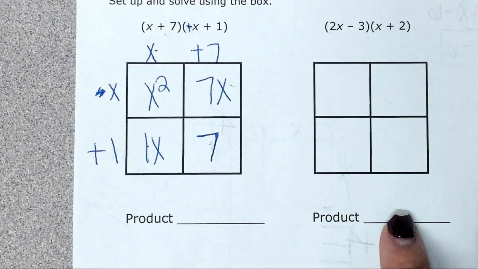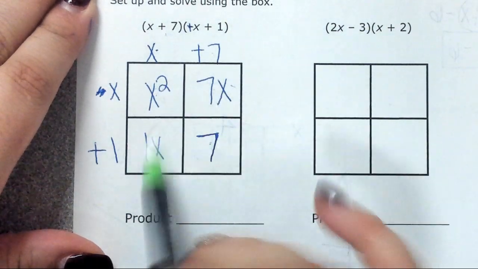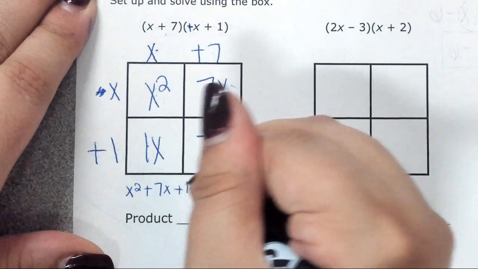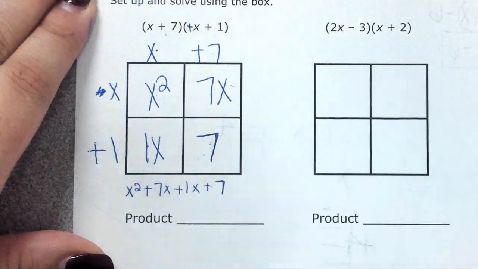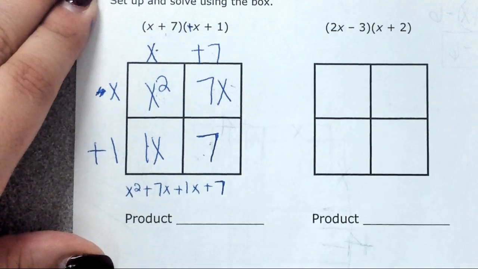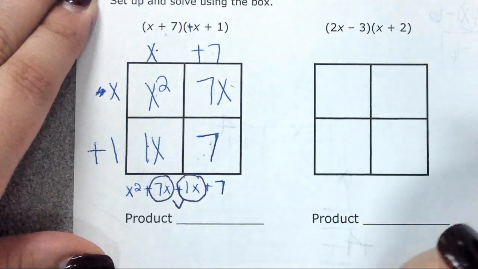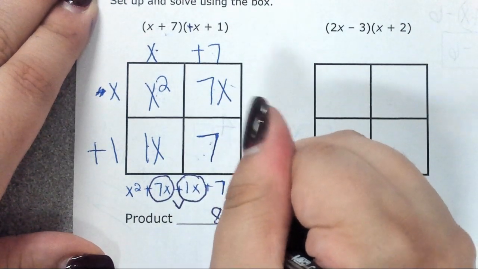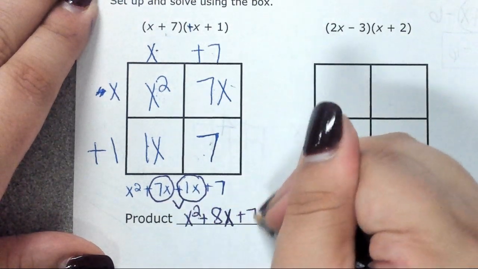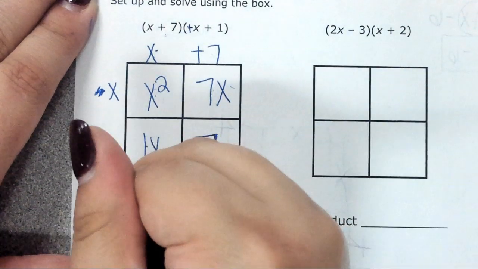Okay, this is what I forgot to do on the last problem. I now got to find my product. So I'm now going to take all these out. X squared plus 7x plus 1x plus 7. And what do I have to do? I have 7x and 1x. What is 7x plus 1x? 8x. And then I bring everything down in the front. And that is my area, my product.